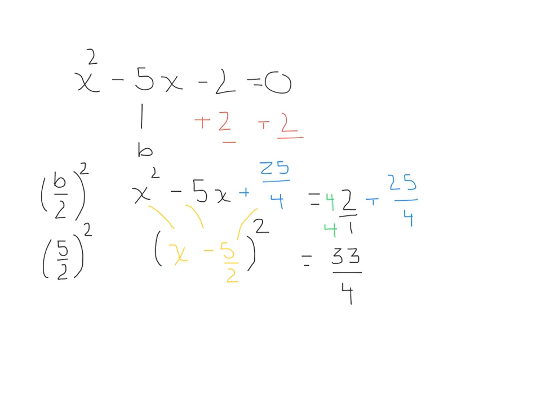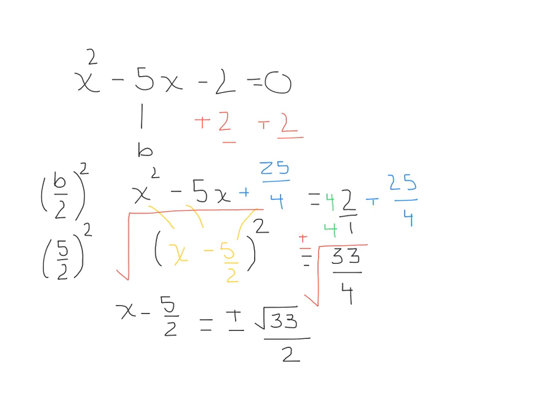33/4. So now we have to get rid of that squaring, and to do so, we square root both sides. But we want to remember that every positive number has a positive and negative square root. So on the left, the square rooting of that quantity squared, those cancel one another out. And on the right, I have positive and negative square root of 33 over square root of 4, which is 2. So when you square root a fraction, you just square root what's on top and you square root what's on bottom.